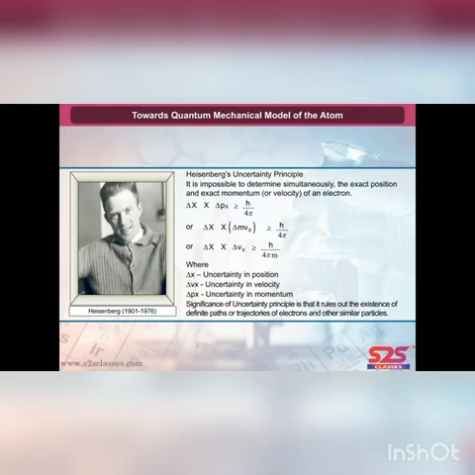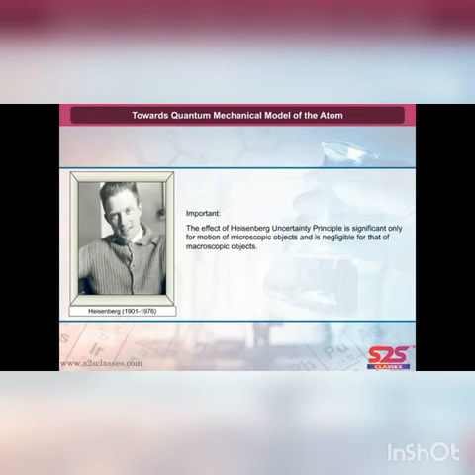Significance of the uncertainty principle is that it rules out the existence of definite paths or trajectories of electrons and other similar particles. The effect of Heisenberg uncertainty principle is significant only for motion of microscopic objects and is negligible for that of macroscopic objects. Quantum mechanical model of atom.